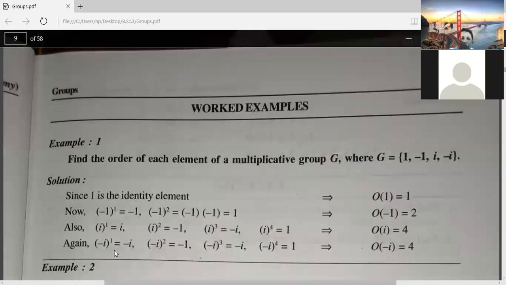Similarly here also, minus i to the power 1, 2, 3, 4. Here you see you are getting 1. That means minus i is a fixed element of G, and you are getting 1, therefore order of minus i is equal to 4. This is the way you have to write. Here A is equal to i, n is equal to 4, and E equals 1, therefore order of i equals 4, order of minus i equals 4. Keep it in mind.